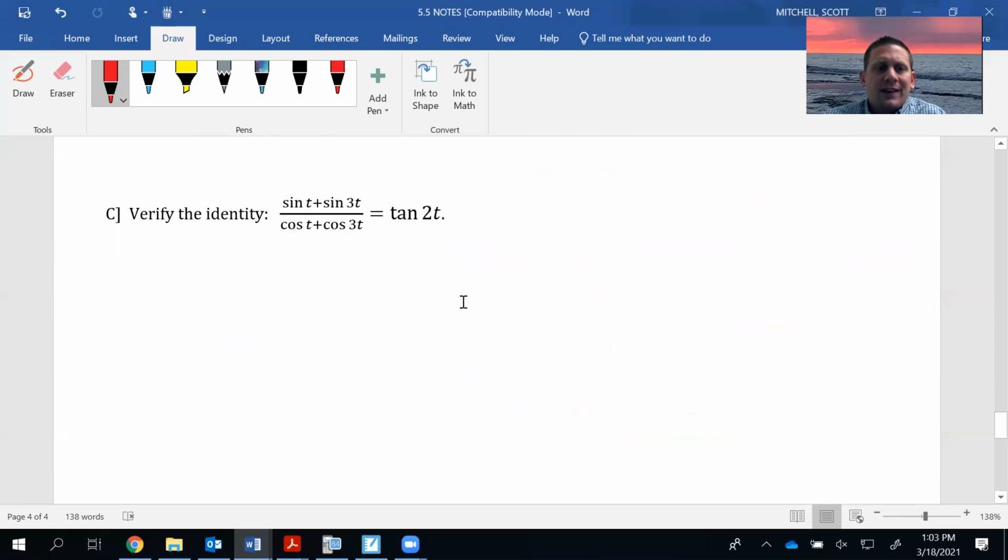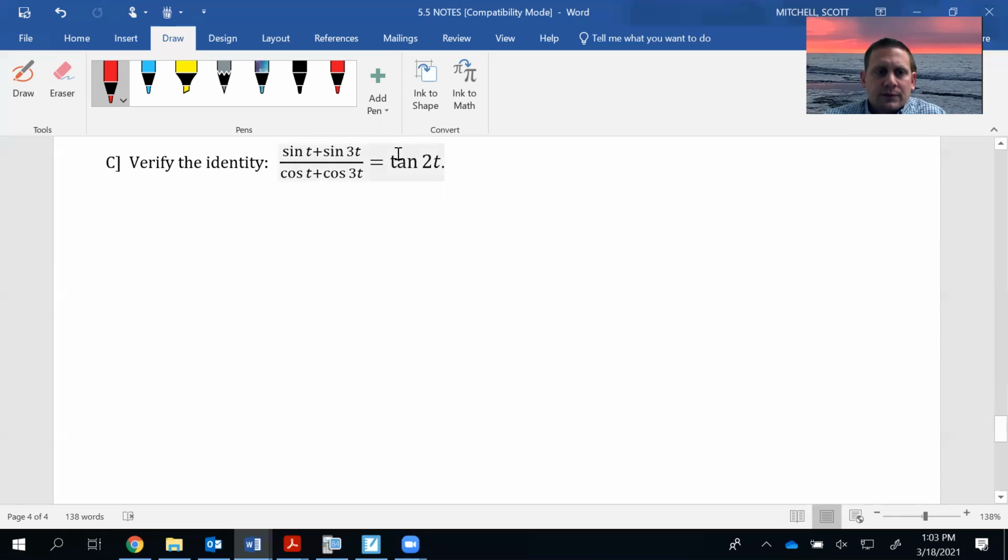So we need to verify the identity. Okay, so we have sine plus sine over cosine plus cosine, and we need to make that equal tangent. So what are we going to do?